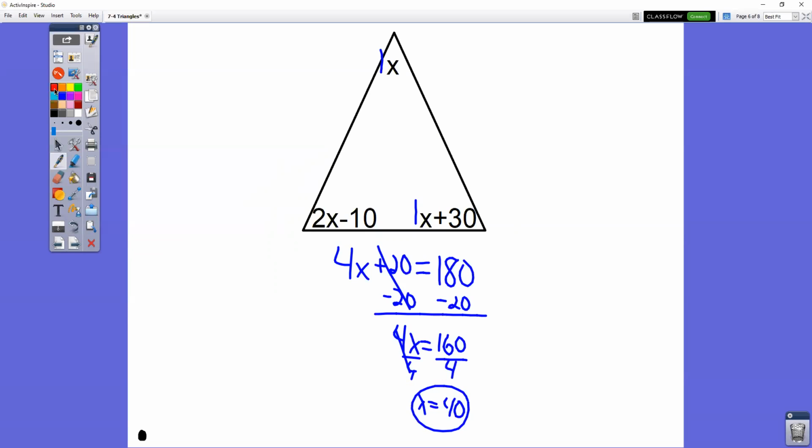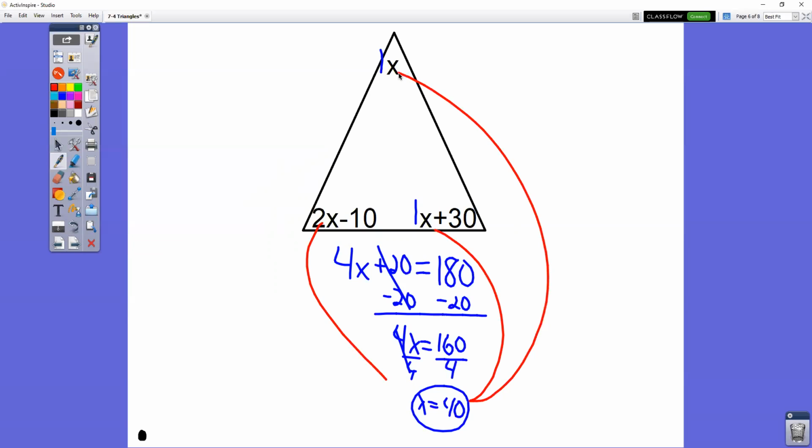Take that 40, sub it back in. 1 times 40 is 40. 2 times 40 is 80, minus 10 is 70. 1 times 40 is 40, plus 30 is 70. 70 plus 70 is 140, plus another 40 gives you 180.